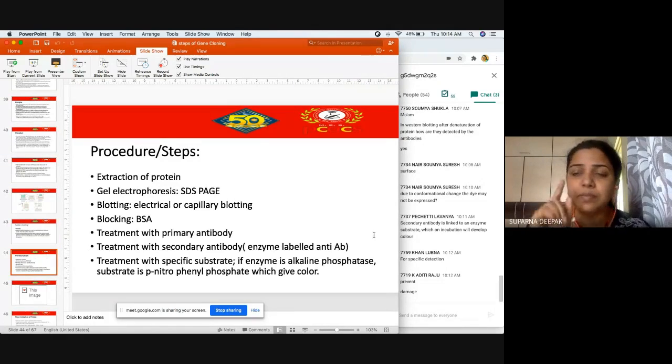So that is one method. Sensitivity increases, so even if your protein is very small in number, in very low concentration in your sample, still that can be detected.